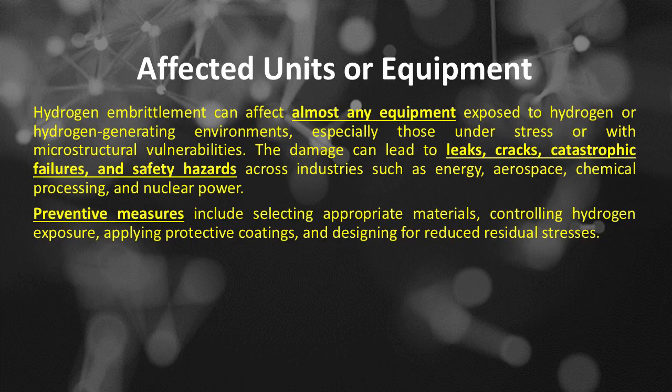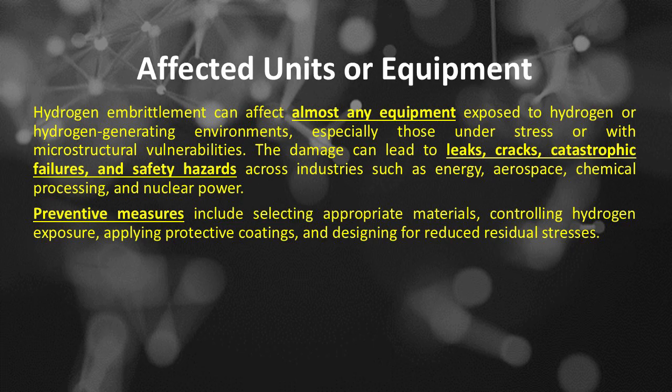Hydrogen embrittlement can affect almost any equipment exposed to hydrogen or hydrogen-generating environments, especially those under stress or with microstructural vulnerabilities. The damage can lead to leaks, cracks, catastrophic failures, and safety hazards across industries such as energy, aerospace, chemical processing, and nuclear power. Preventive measures include selecting appropriate materials, controlling hydrogen exposure, applying protective coatings, and designing for reduced residual stresses.